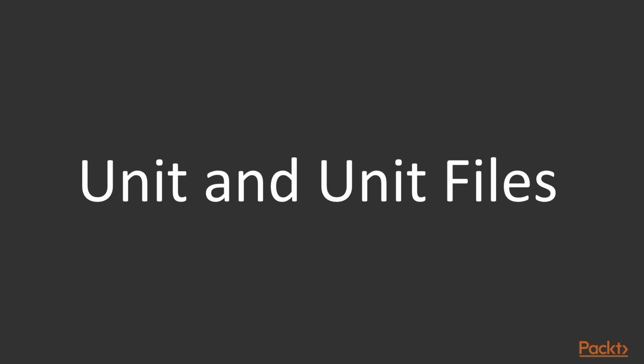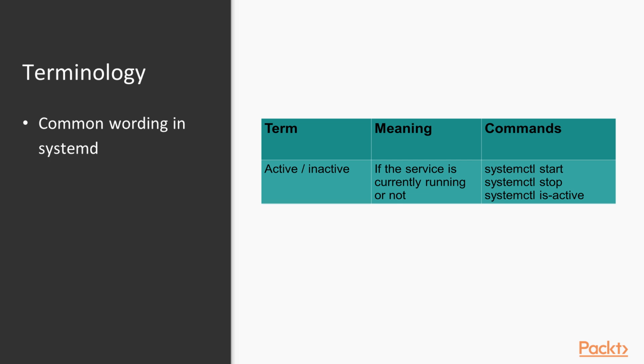We will be talking a lot about units and unit files in this section. A unit file is a plain text file that configures a service, a device, or just about anything else that systemd handles. But here we will only focus on services. So, for all intents and purposes, a unit is a service, and a unit file is a systemd configuration file for that service. There is some terminology we need to get used to when it comes to systemd. The most common ones are these that we will cover here.